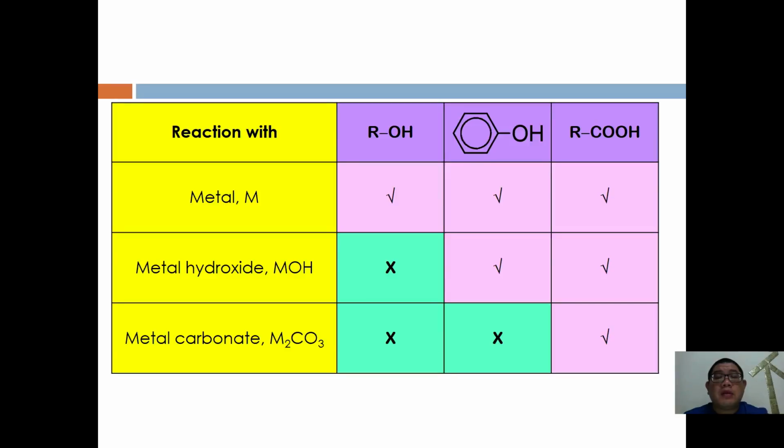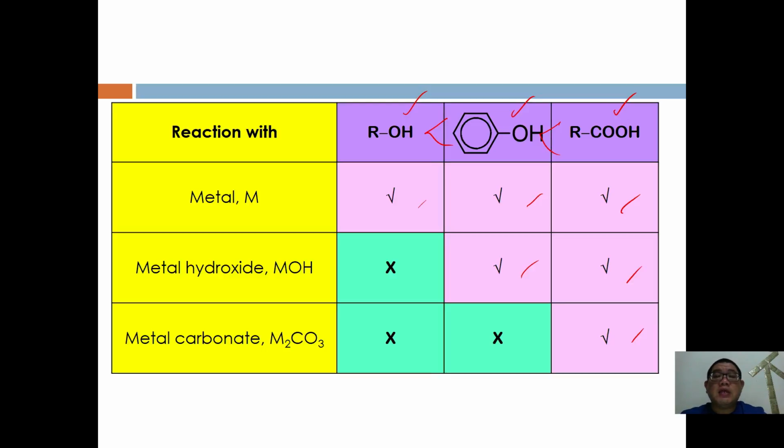The table here summarizes for you the possibilities of the reactions when you react alkyl alcohol, phenol, and also carboxylic acid with metal, metal hydroxide and metal carbonate. You can see alkyl alcohol can only react with metal, phenol can only react with metal and metal hydroxide, but carboxylic acid can react with all: metal, metal hydroxide, and metal carbonate. So you can see that the acidity strength actually increases from alkyl alcohol to phenol to carboxylic acid.